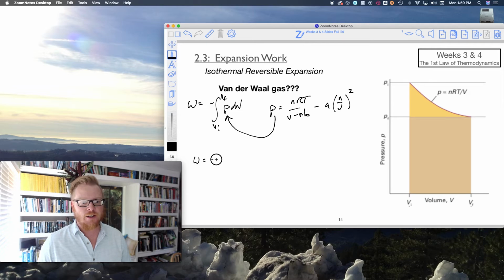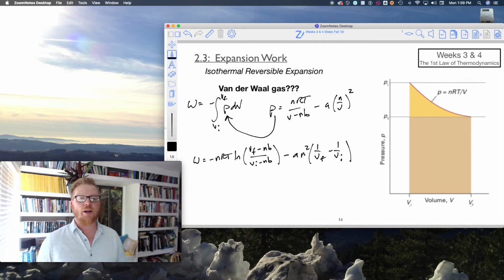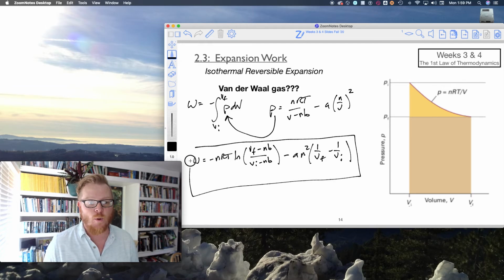And the solution is very similar to the solution for an ideal gas. We still have this term, negative nRT natural log, but now instead of it just being simply VF over VI, it's VF minus nb over VI minus nb. And then you have this extra term, minus a n squared times the quantity 1 over VF minus 1 over VI. And this becomes our isothermal reversible work for a van der Waals gas.